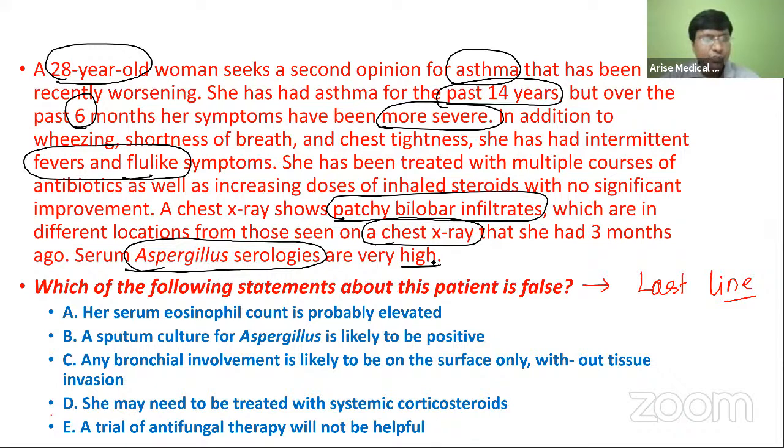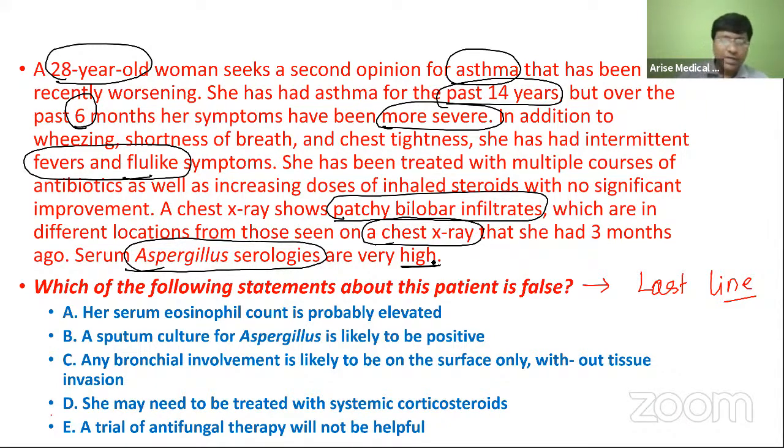First option, her serum eosinophil count is probably elevated. Second option, a sputum culture for aspergillus is likely to be positive. Third option, any bronchial involvement is likely to be on the surface only without tissue invasion. Fourth option, she may need to be treated with systemic corticosteroids. Fifth option, a trial of antifungal therapy will not be helpful.